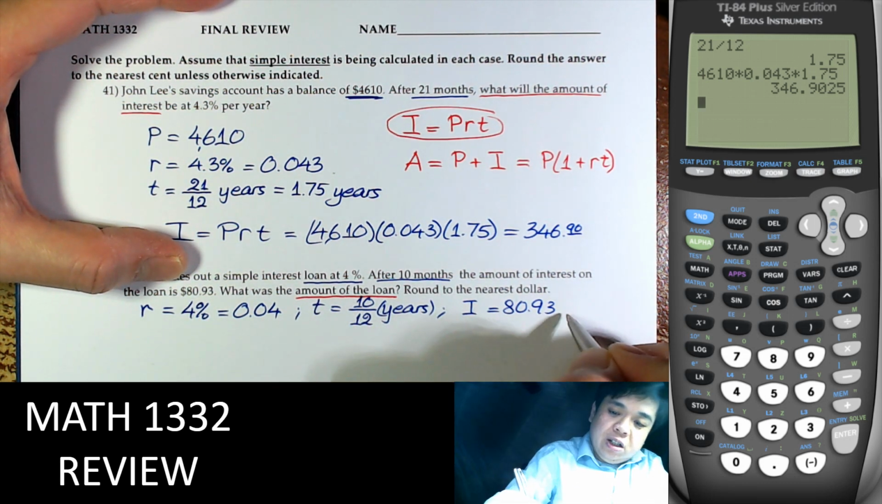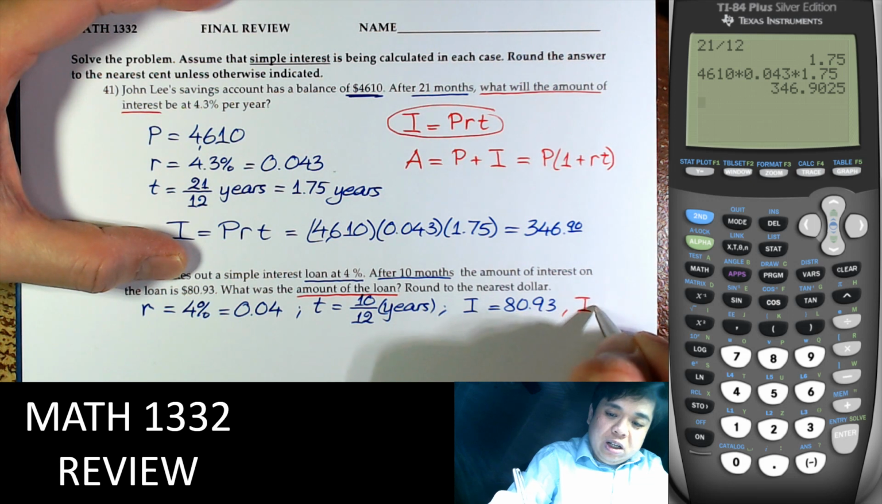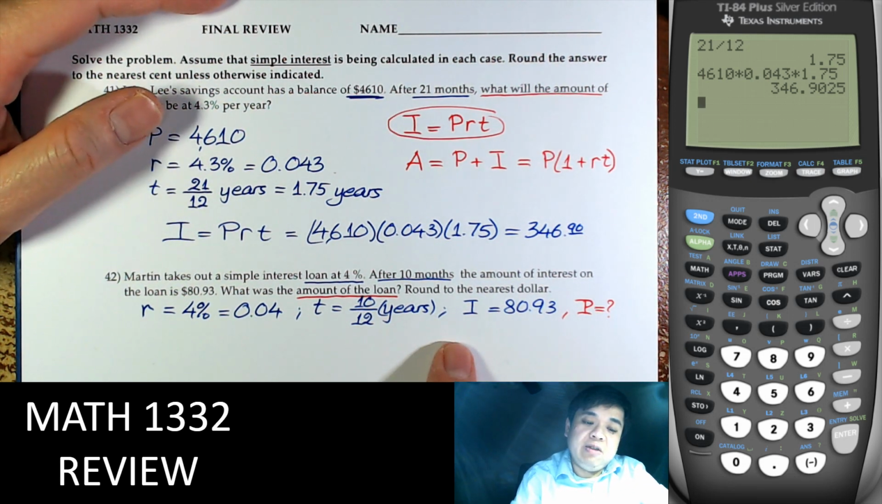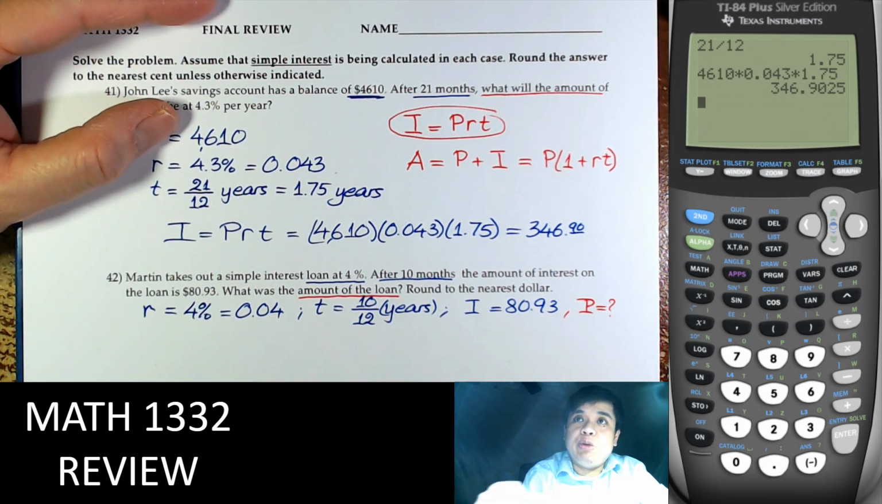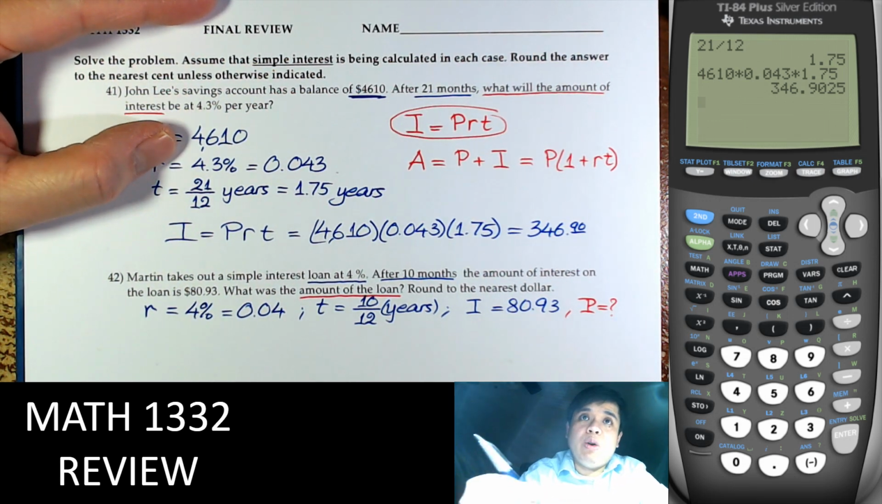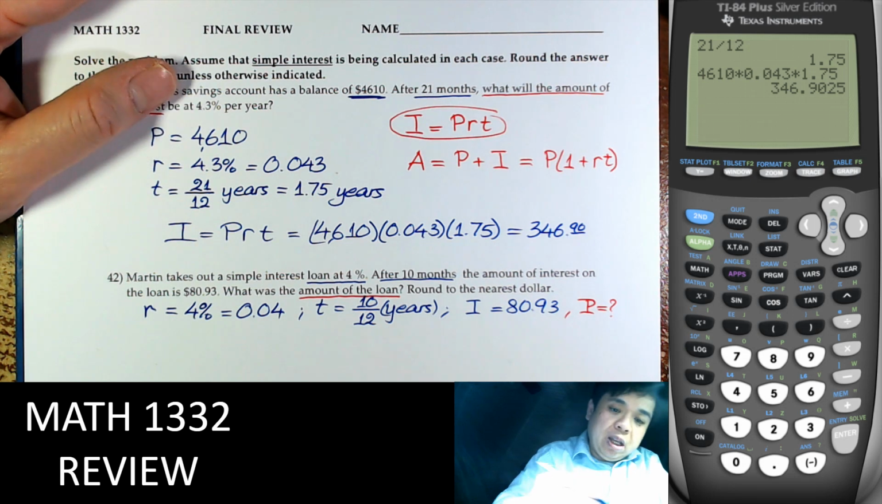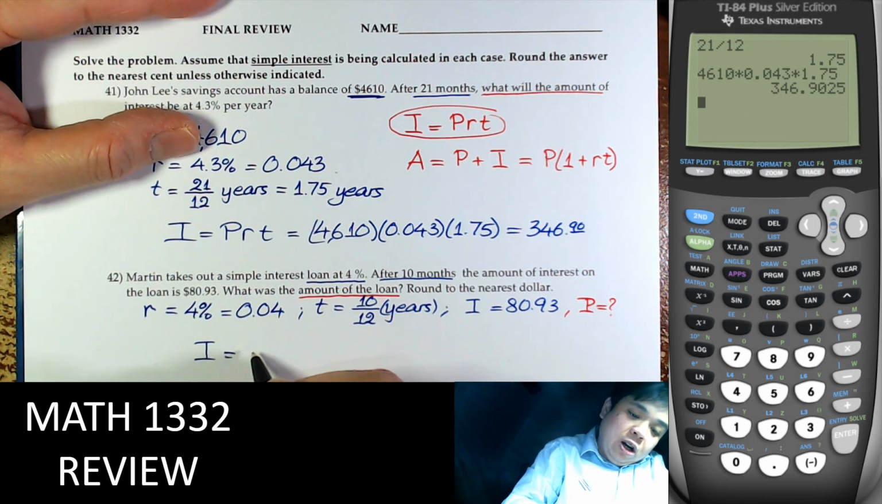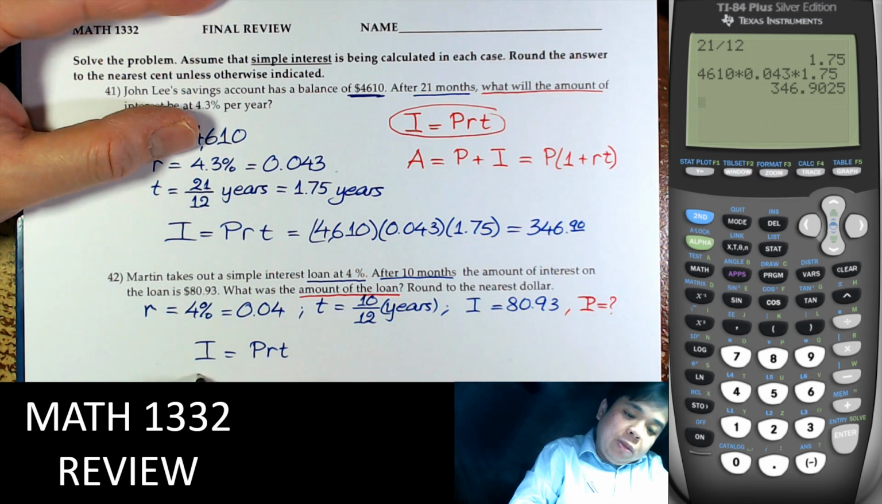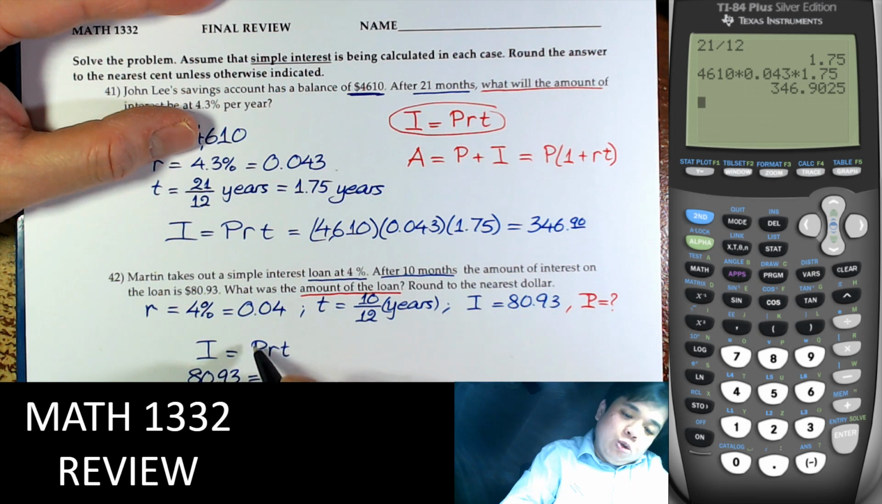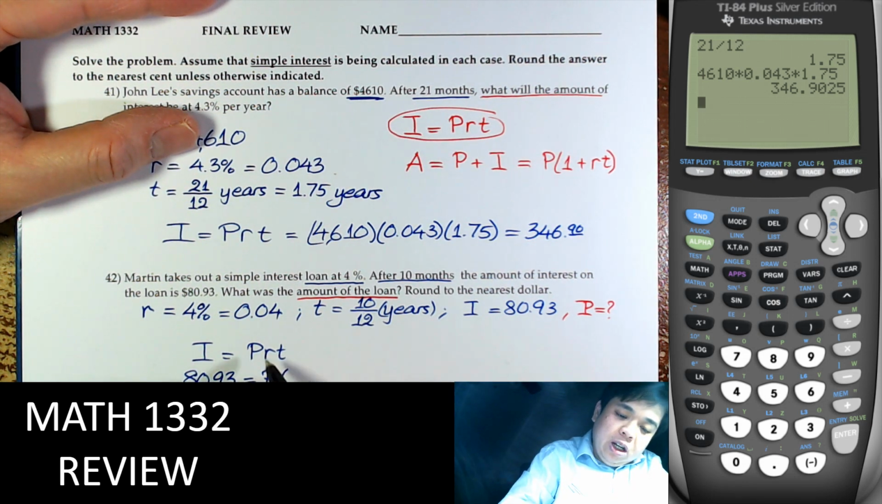So this question, they switch up and ask us what is the principal. Because the interest, the rate and the time are given, we just need to find the original amount, or the principal. So we start with I equal to PRT. Just put in everything we know. 80.93 equal to the principal, which we don't know. The rate we do know. And the time 10 over 12.